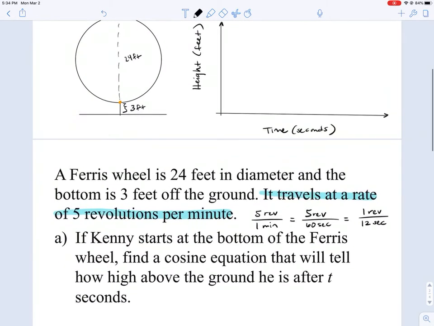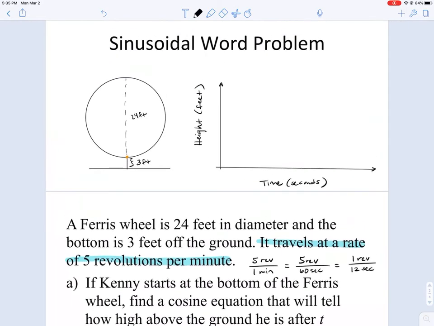And the reason I am labeling the horizontal axis as time and the vertical axis as height in feet is because we're being asked to find a cosine equation that will tell how high above the ground he is after t seconds. So height as a function of time, meaning the independent variable will be time, and we can use t or you can use x, it's up to you. I'll just use x. And then the outputs or the dependent variable is going to be, I'll use y, but y is going to represent the height off of the ground in feet.